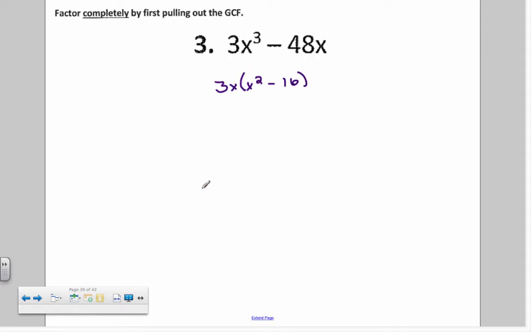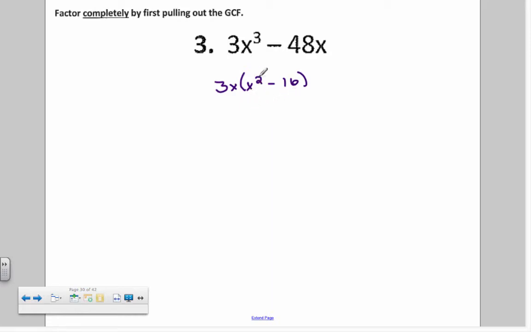So now I have 3x times x squared minus 16. Well, once I pull out a GCF, I have to then check to see if my remaining factor can be factored further. So I want to look at x squared minus 16. It's a binomial. So I'm going to check to see, is it a difference of squares? Because I know that there are some binomials that can be factored that are differences of squares.